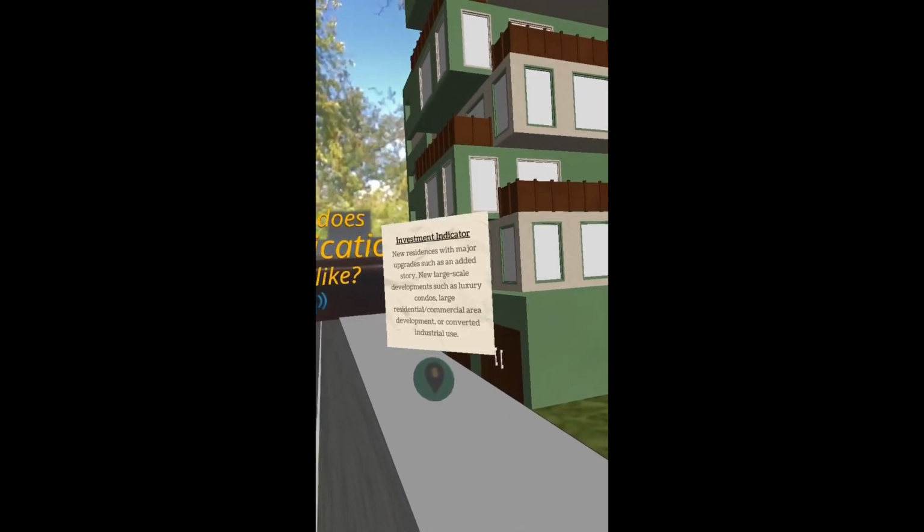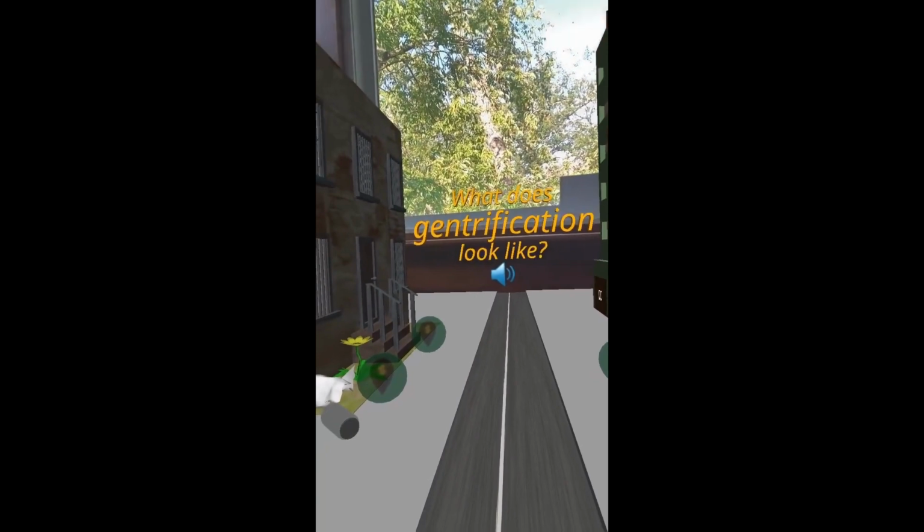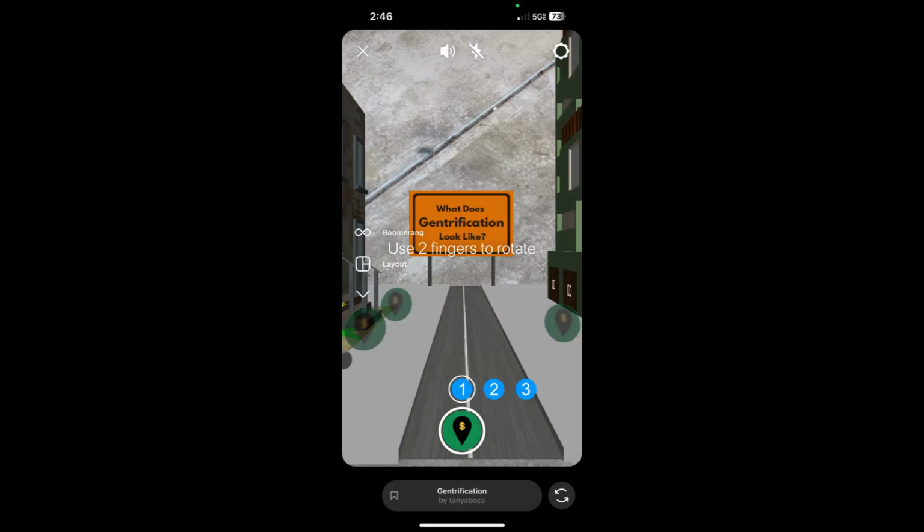What does gentrification look like? Well, gentrification tends to happen in neighborhoods that have been experiencing disinvestment, but then get reinvested. And you can click around this app to find out more about gentrification. And we'd love to hear from you what your neighborhood looks like.